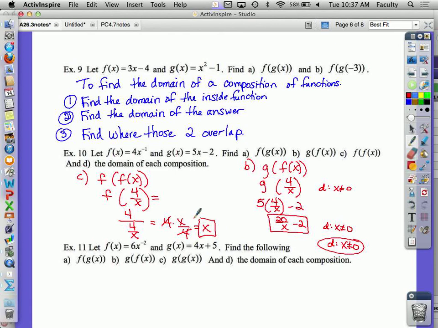Now let's determine the domain. The domain of my inside, 4 divided by x, I can't divide by 0, so x is not equal to 0. The domain of my answer, that's just like y equals x, that's a line. So it's all real numbers. Where they overlap, x can't be equal to 0. Okay?